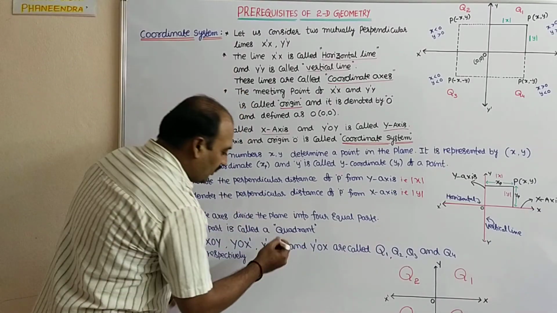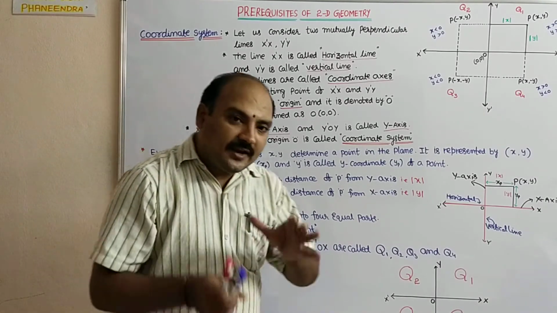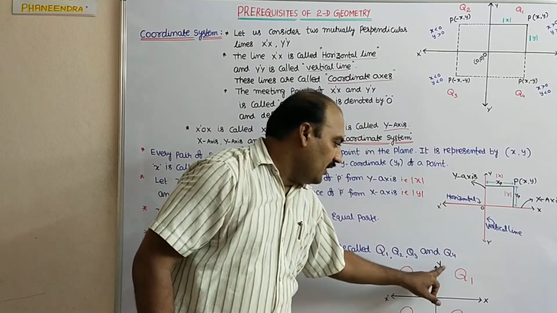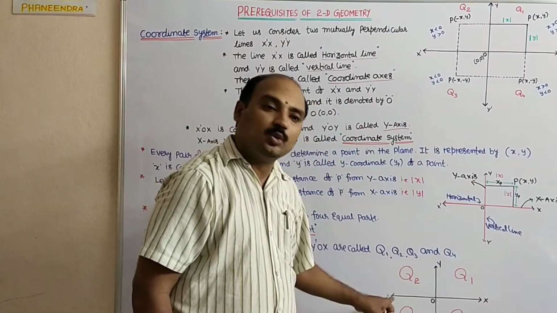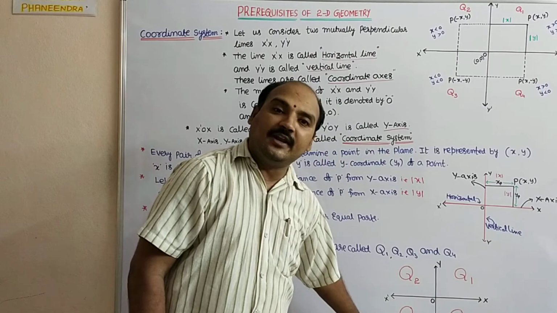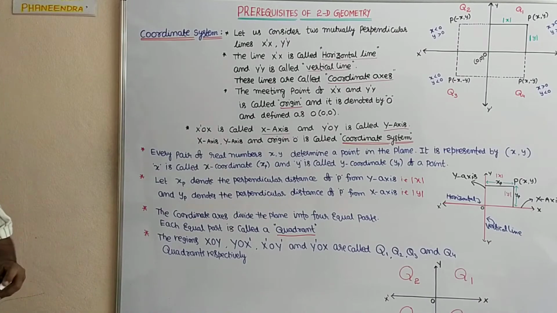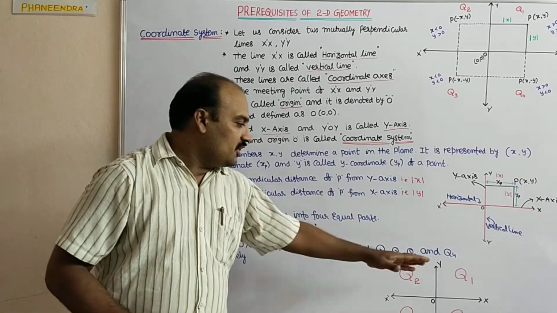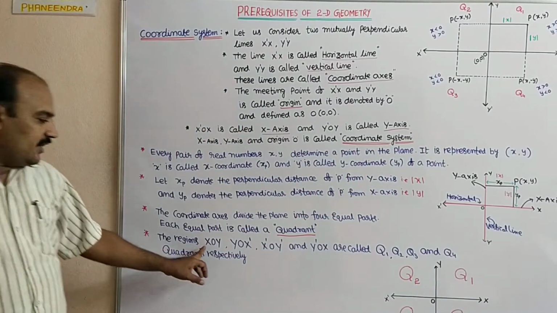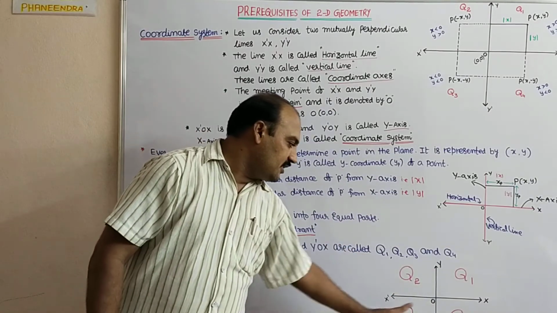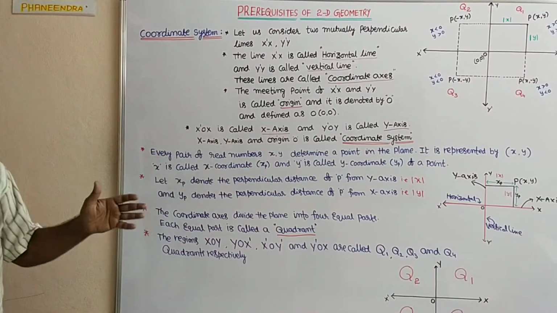Here, I will highlight that. If you observe the regions in this figure, XOY is Q1, quadrant 1. YOX' is quadrant 2. X'OY' is quadrant 3. Y'OX is quadrant 4. So how to represent a point in the plane with respect to these 4 quadrants, that we are going to discuss. The regions XOY, YOX', X'OY' and Y'OX are quadrants Q1, Q2, Q3 and Q4.